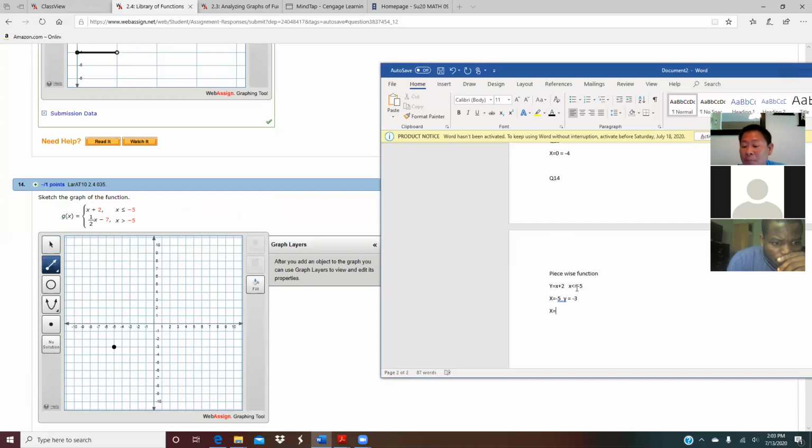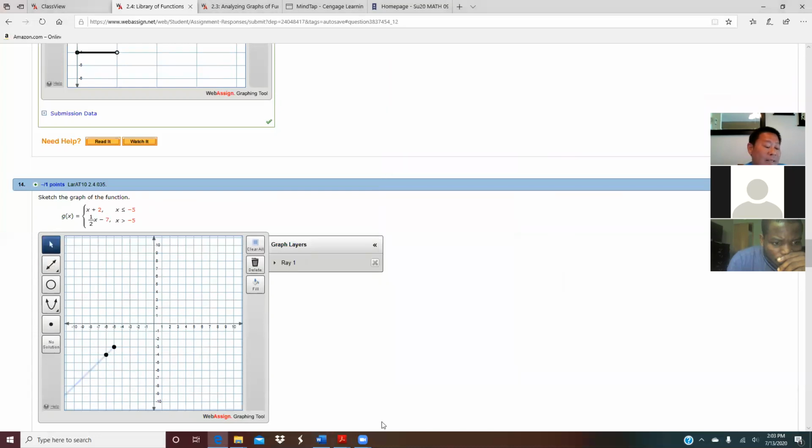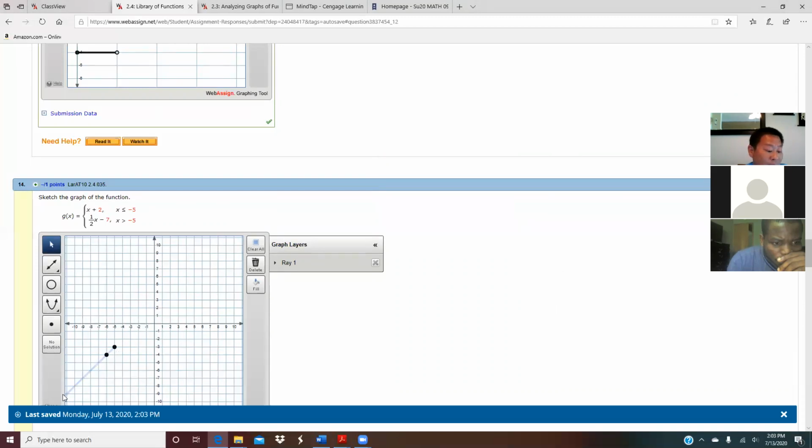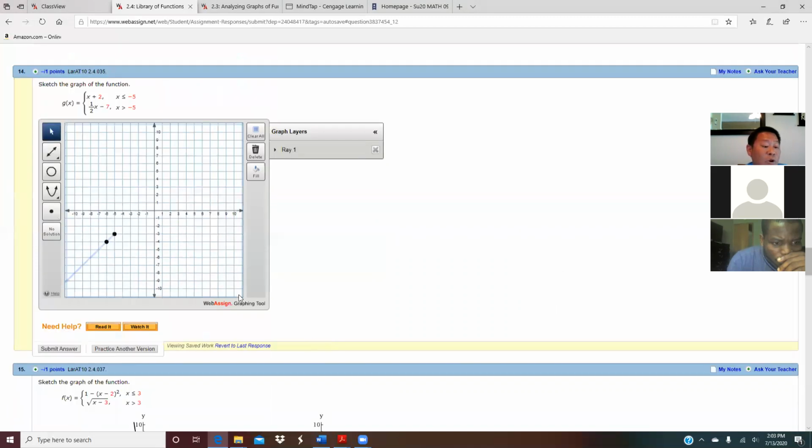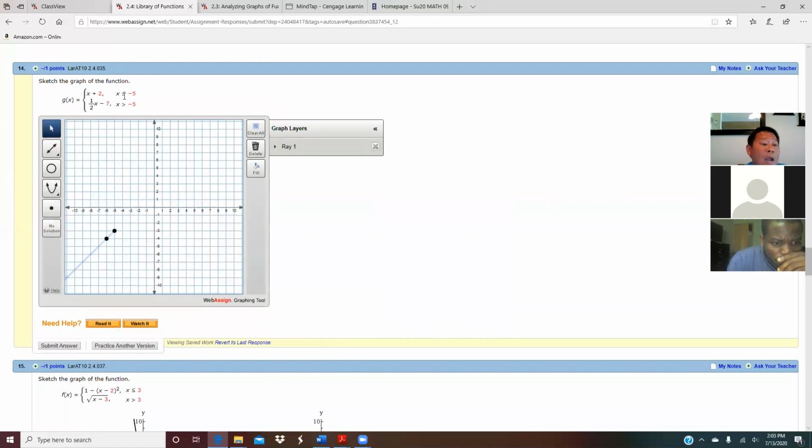You have to put any number less than -5. I'm going to use -6. So I plug it into the equation. -6 plus 2 is -4. So you will put another point at -6 and -4, and this is how you draw your graph. This arrow goes down like this. So this is how you draw the first one, okay?